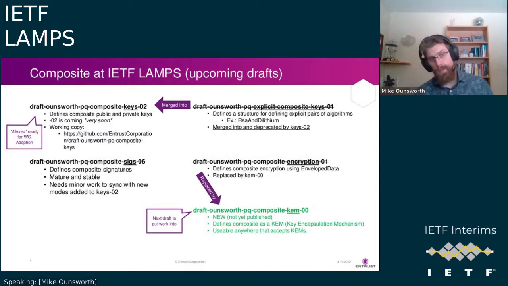we've got Keys 02. The major difference is that we've basically rolled explicit and generic together into one draft, and there are a few other changes thanks to our co-authors at D-Trust. Composite SIGs, I don't think we have immediate plans to do another revision of, although we do need to do some minor work to sync it up, especially once we roll in explicit, and the K of N mode we'll need to cover also. And then we're going to drop encryption and rename it as Composite KEM. I'll get to that in a few slides.